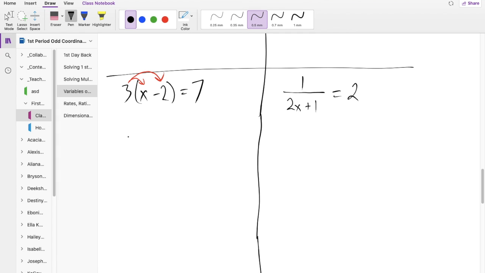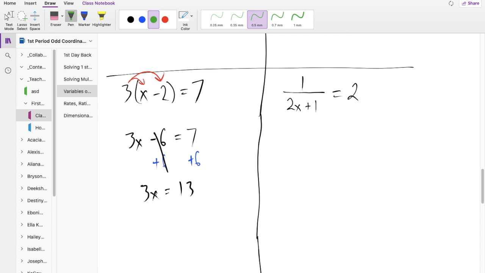So multiplying it to everything inside of the parentheses, 3 times x gives me 3x. 3 times negative 2 gives me negative 6. And that still equals 7. So now I can work this like a multiple step equation. So I'm going to start by getting rid of anything being added or subtracted. So I have this minus 6, so I'm going to add 6 on both sides. So that cancels, so I get 3x equals 13.